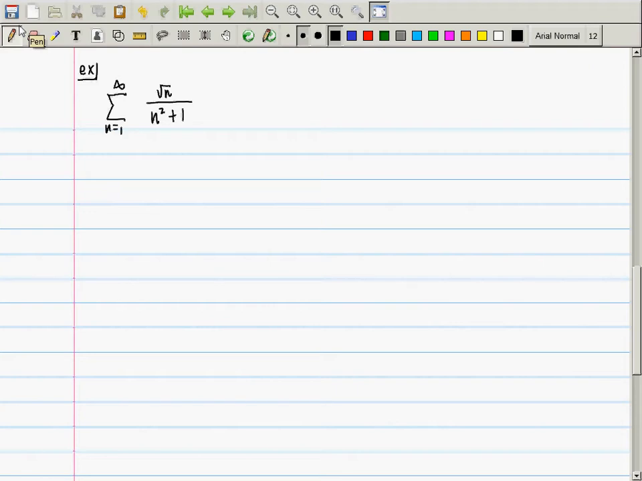So first you ask yourself, what's the first thing you ask? Is it a geometric series? So is it? No, it is evidently not a geometric series. Can I use the nth term test for divergence? That is to say, what is the limit of the sequence part? What's the limit of the sequence part? Zero. Why is it zero?